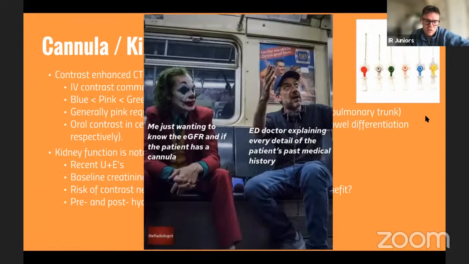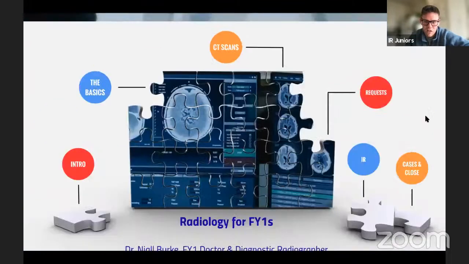And this is just one meme that came from the radiologist page, essentially. The important things that the team want to know is if there is a cannula and eGFR. But obviously, you do have to be prepared for these considerations. When they're very busy, I imagine the radiology registrars just want to make sure that things can keep moving through the department as well. So have that information to hand.